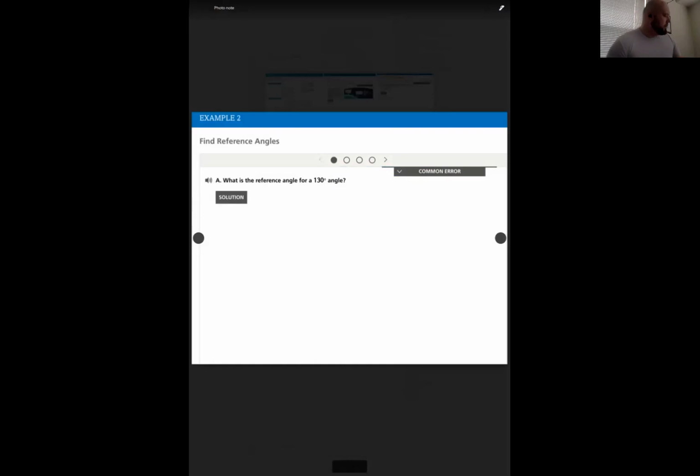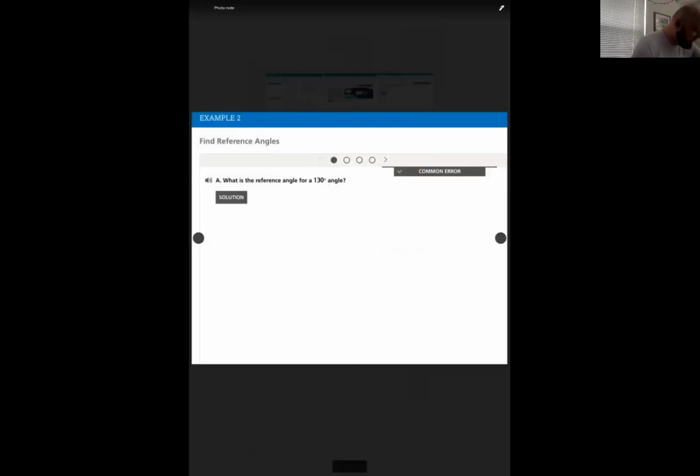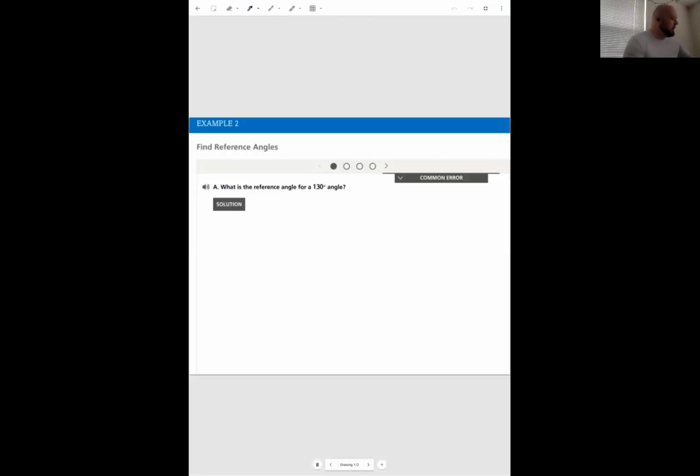All right, now we're going to check out example 2. So example 2 says, what's the reference angle for a 130-degree angle? So the first thing I probably want to do is edit my picture. Okay, the first thing I'm going to do is draw a coordinate axis. This is my x-axis, this is my y-axis.